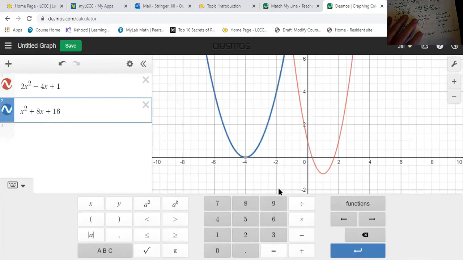Okay, so there's the next one. Look, it only has one point where it crosses or touches the x-axis. So that means there's only one real solution. It doesn't go through in 2 places.